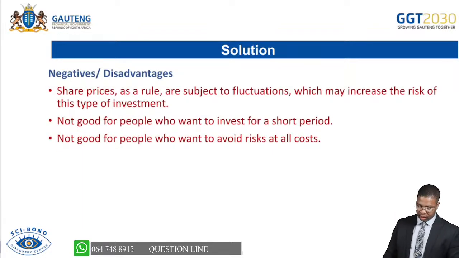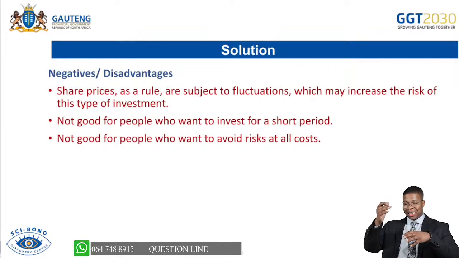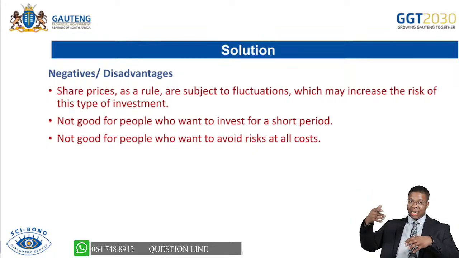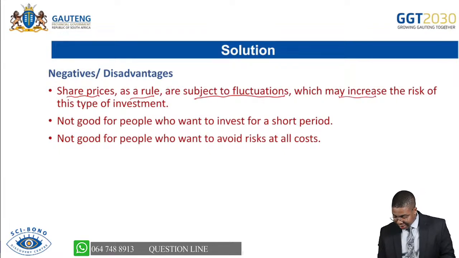And then what are the disadvantages here? It is because with the unit trust, maybe 5 investors, again I repeat, the investors' money is pooled together. And this is not one investor, maybe 5 investors contribute 1,000 each per month, and that money is taken and invested in different types of what? Shares. So we are saying the disadvantage is that because the money is invested in shares, the share prices as a rule are subject to fluctuations, which may increase the risk of this type of investment.